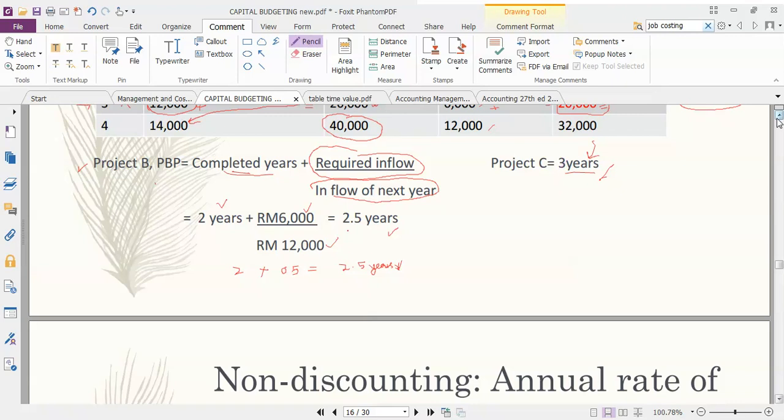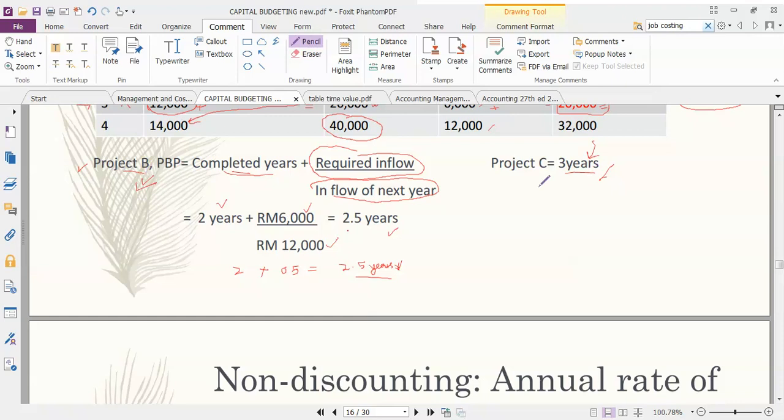In your opinion, which project is better to choose? As a company, do you want to wait for a long period or a shorter period? Shorter period. So which project is better to choose? Project B, alright? Because of what? In the final exam, the question will ask you why. You choose the shortest payback period, that is Project B. The shorter the payback period, the better. So you advise the company to invest in Project B because the payback period is shorter than Project A and Project C. Okay?